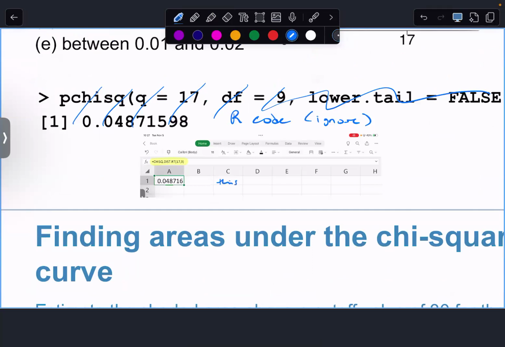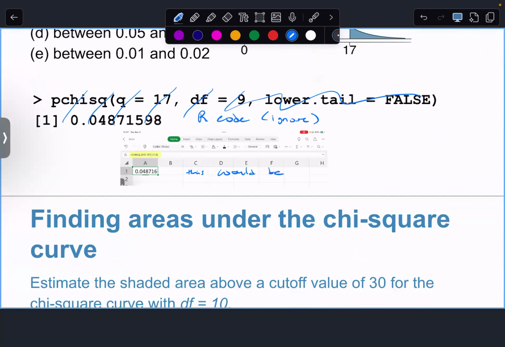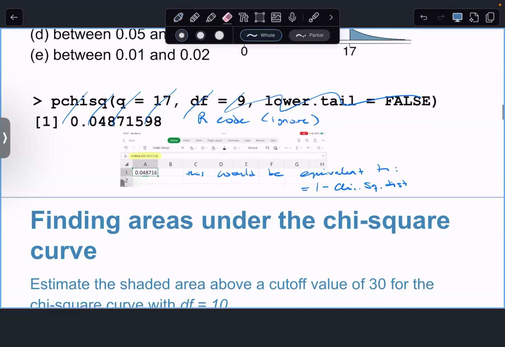However, this would be equivalent to equals 1 minus chi-squared dot dist. Oh, sorry, it's not chi dot squared. Chi-squared dot dist of x, which was 17, 9, and true, right? But you have to do that 1 minus if you're just using the chi-squared dot dist. But at this point, you're getting more familiar with these Excel functions, and you can play around with them, and they're going to give you the same results.